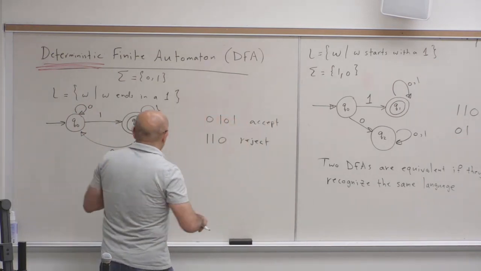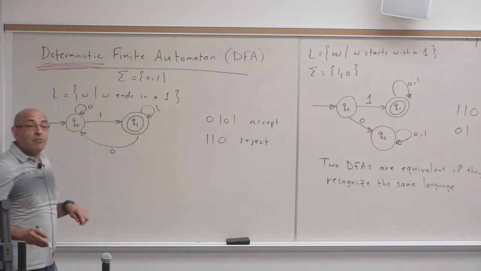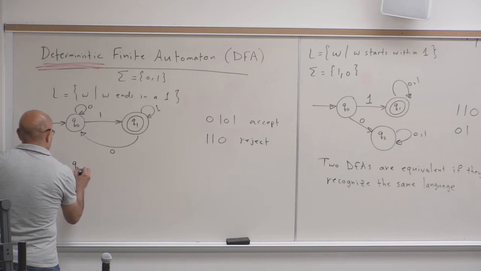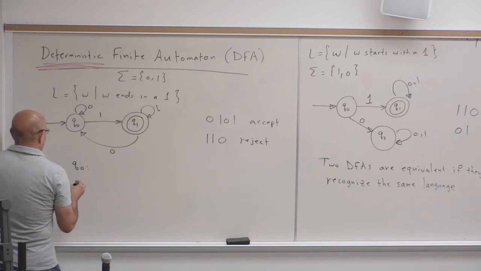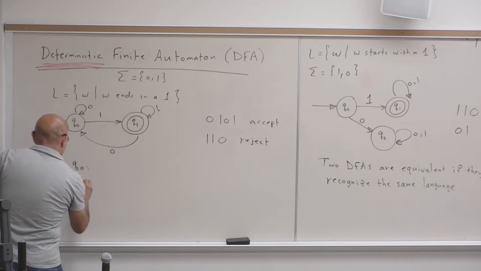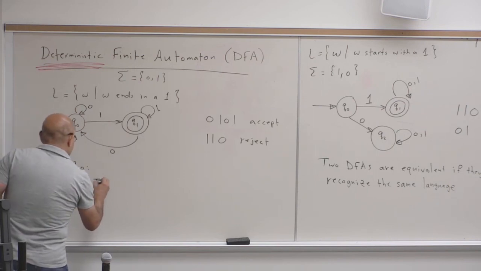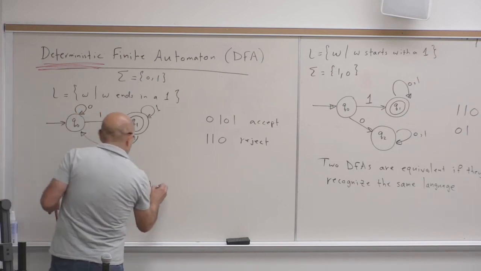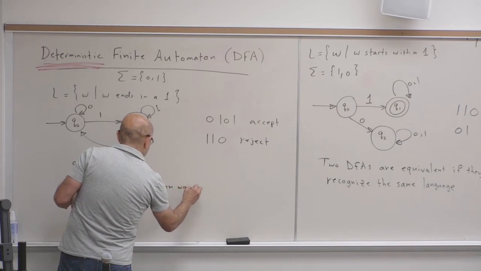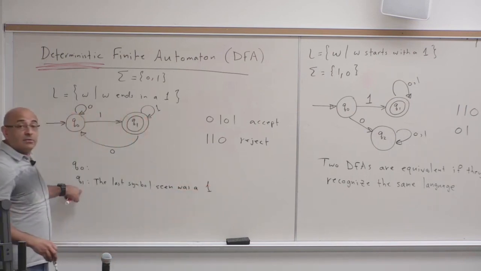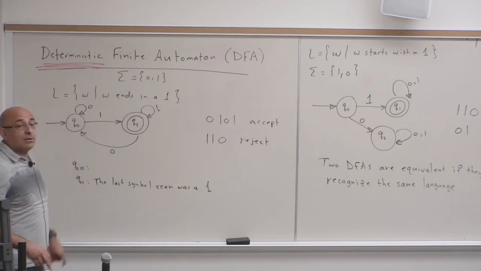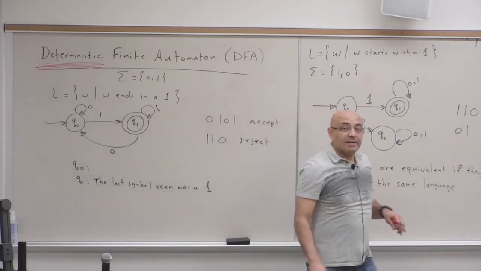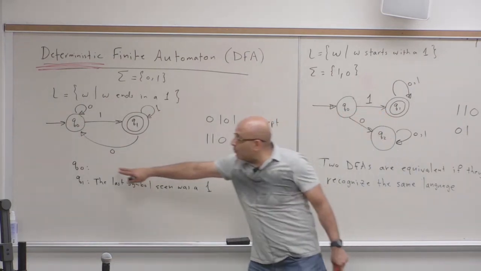So it's a good idea sometimes to write a description of what each state means. So let's write this description here. Q0, well, in fact, Q1 is easier to describe. Q1 means the last symbol seen was a 1. That's what state Q1 means. Now, what does state Q0 mean? So this is a tricky question. How would you describe Q0?